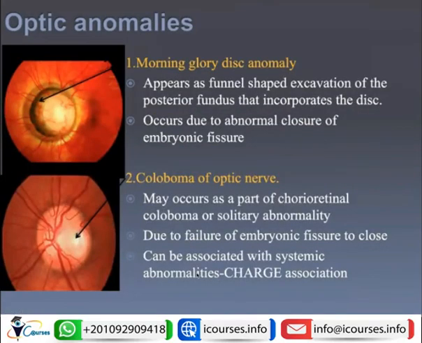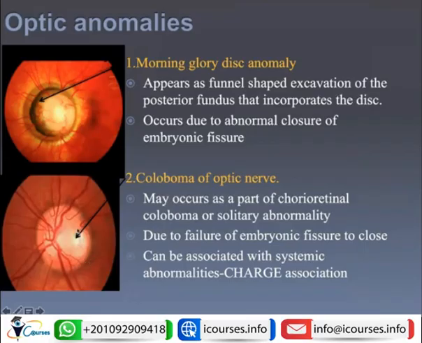Now, speaking about the congenital anomalies of the optic nerve, we have the morning glory syndrome. In morning glory syndrome, the disc appears large and excavated, funnel-shaped, surrounded by a halo, with some blackish pigments, and there are radiating blood vessels from the optic disc as if it were a sun. This occurs due to abnormal closure of the embryonic fissure.